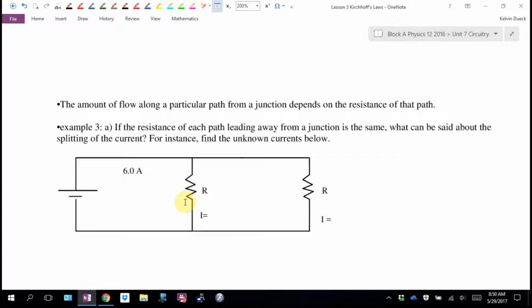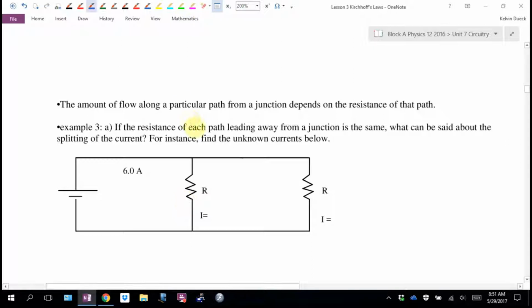The amount of flow along a particular path from a junction depends on the resistance of that path. Higher resistance means you're going to get less current. There are some tricks you can memorize as shortcuts. The only one that's kind of necessary and kind of makes sense is this next one.